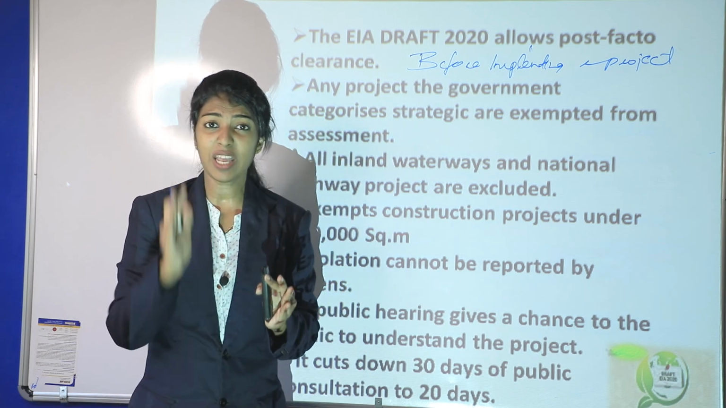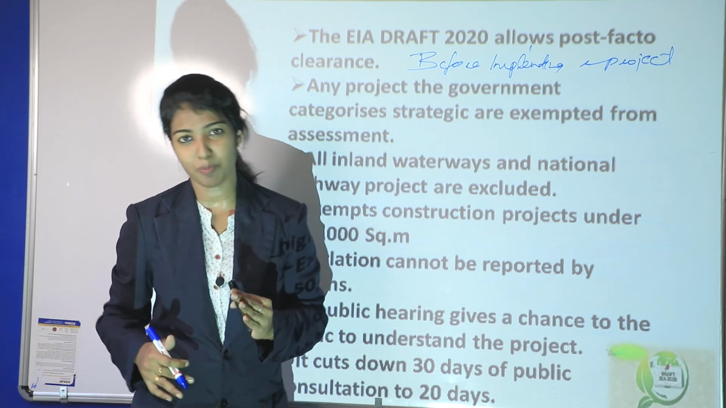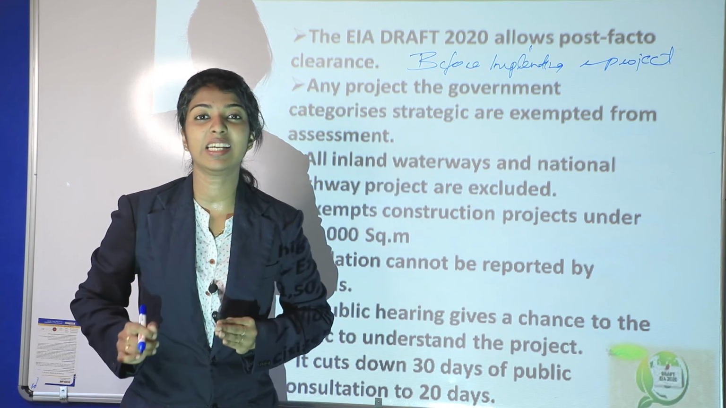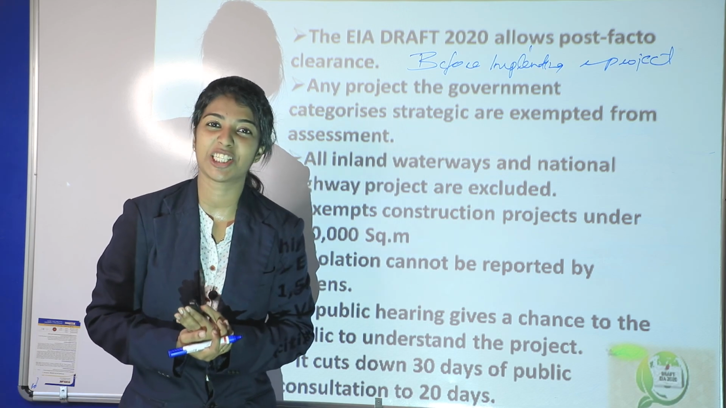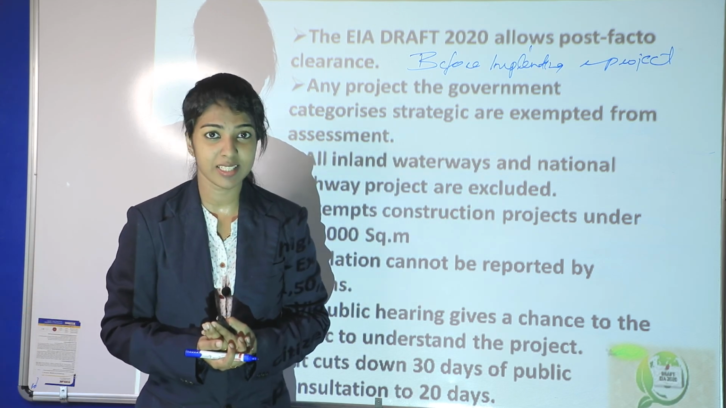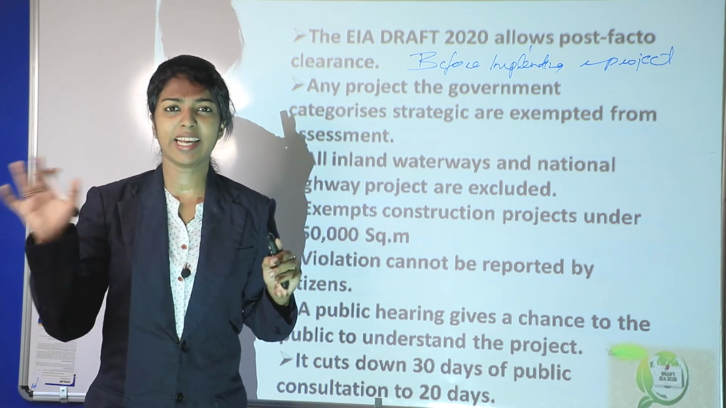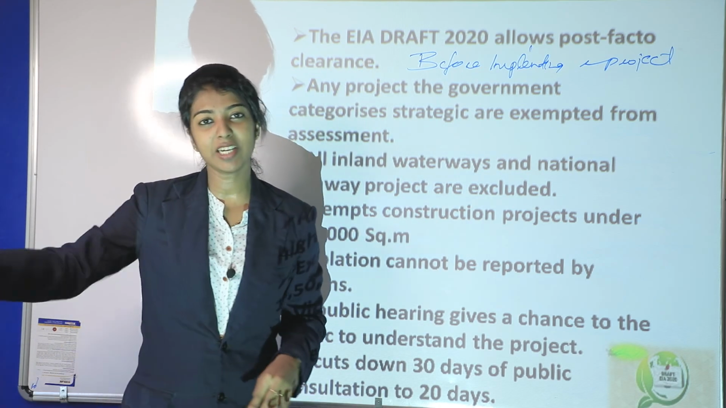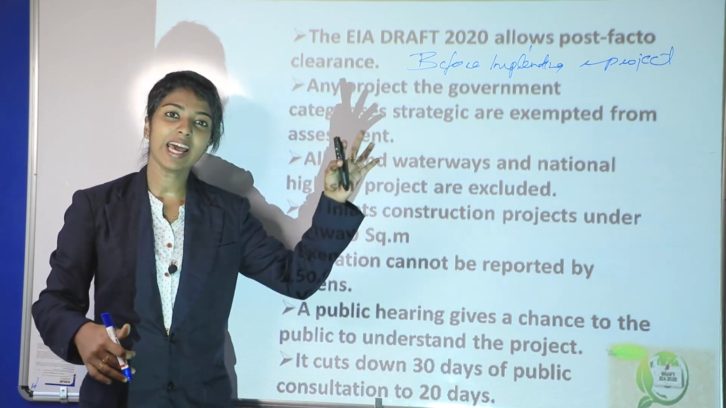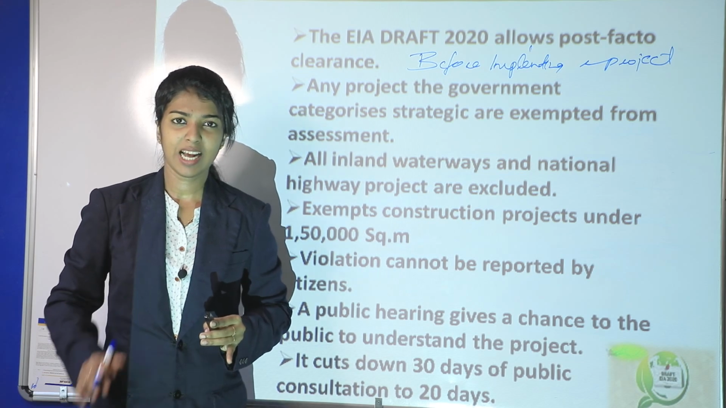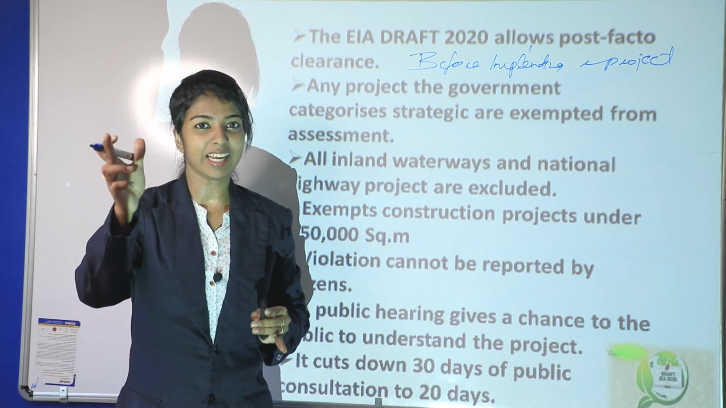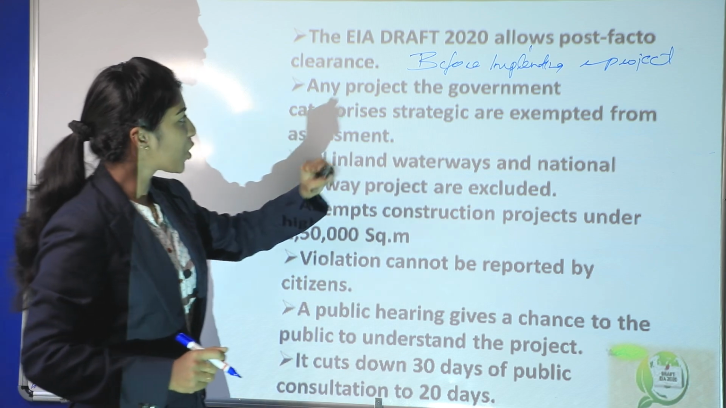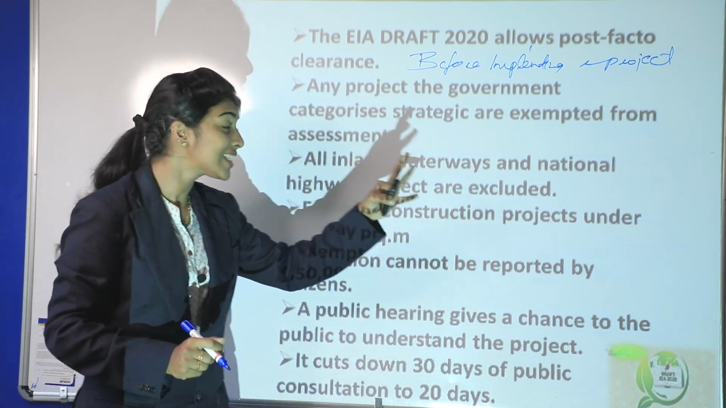Before implementing, before developing a project, it should be done. Why? Because only then can we mitigate all the negative impacts upon nature and improve the positive ones. After implementing a particular industry, how can we mitigate the negative ones, how can we evaluate them? That is the main problem in the EIA Draft 2020. They say it allows post facto clearance. After developing a project, we can clear EIA. Before development, it is not needed. That is something we should think about, right? So as an Indian citizen, just think about that. Next, any project the government categorizes as strategic is exempted from assessment.